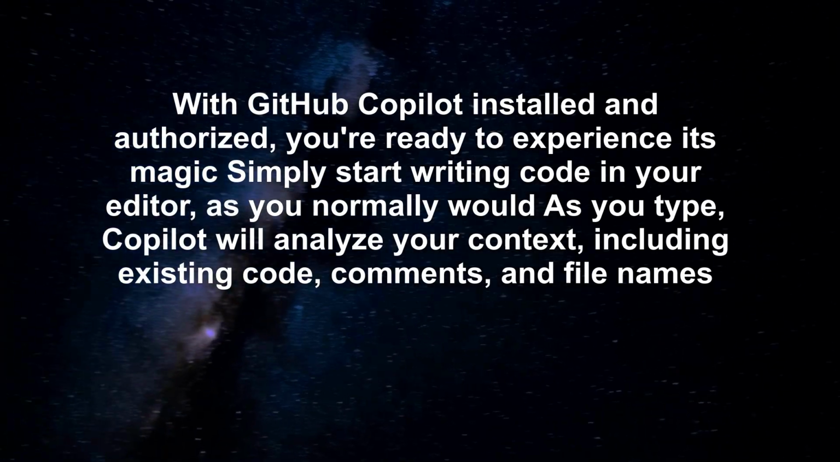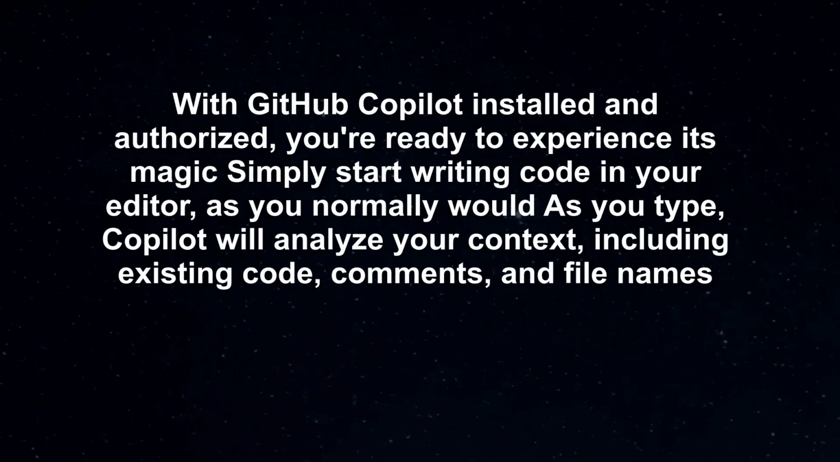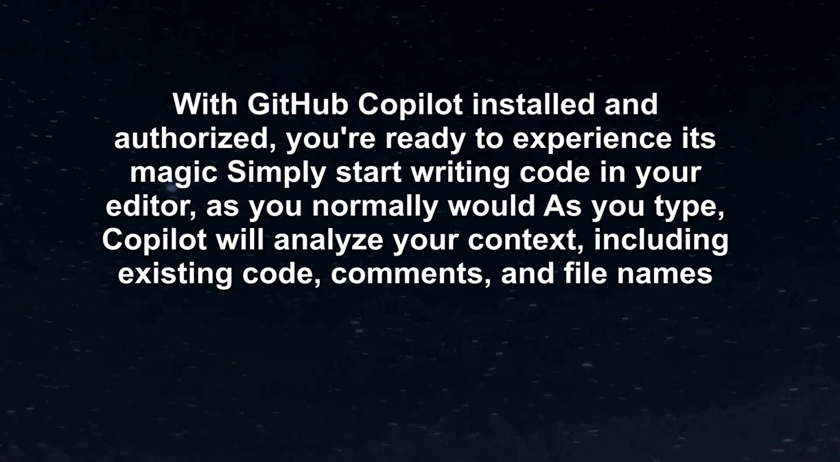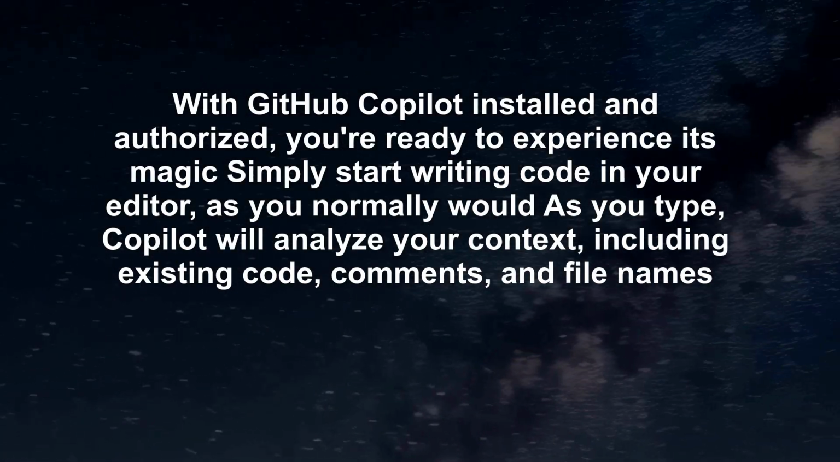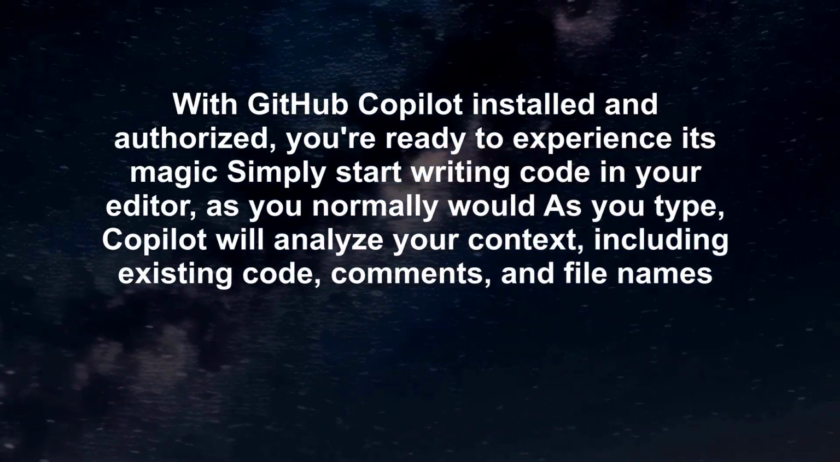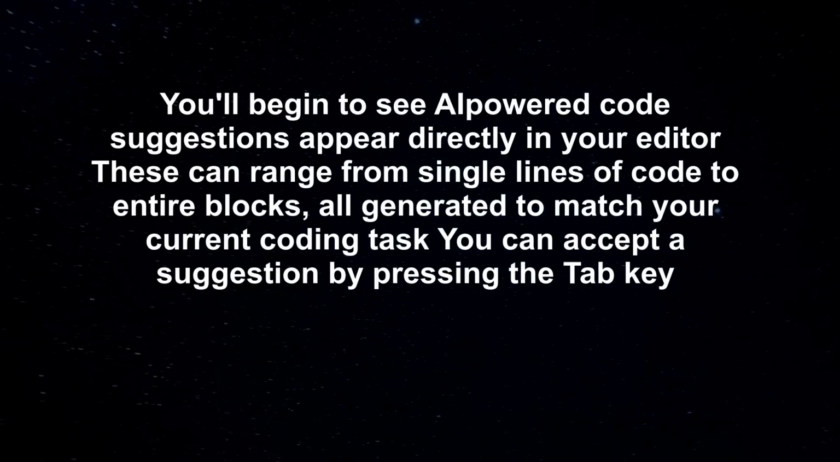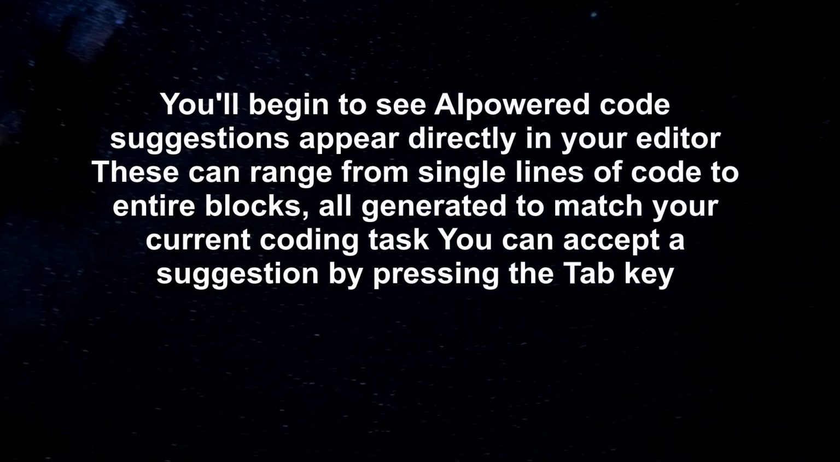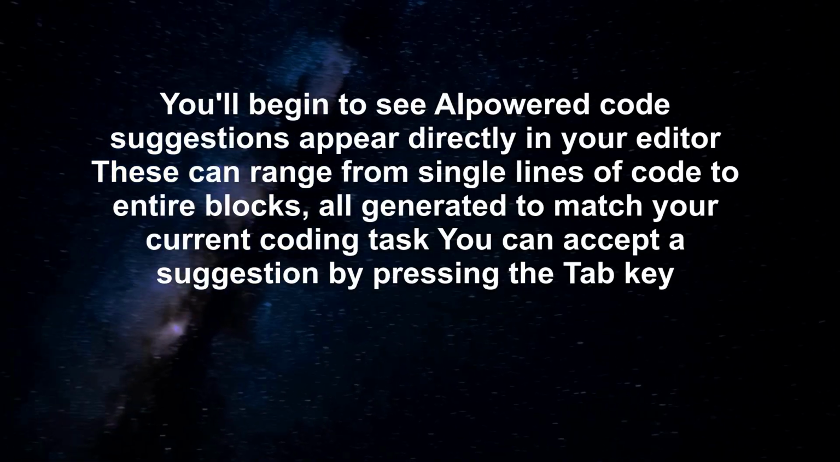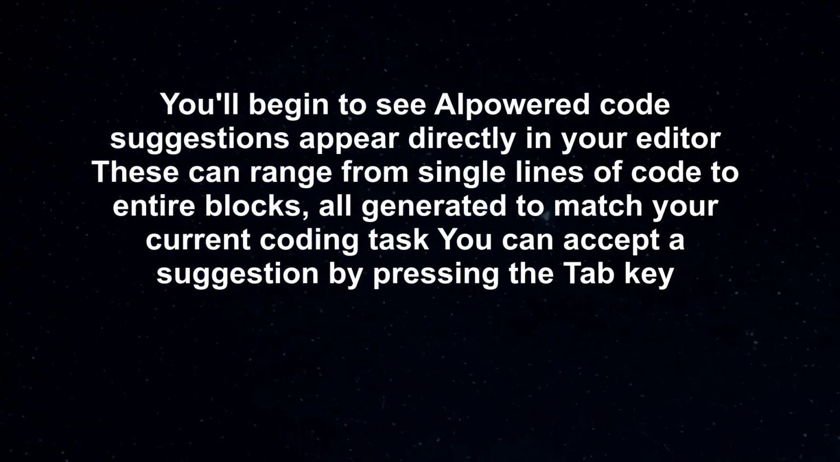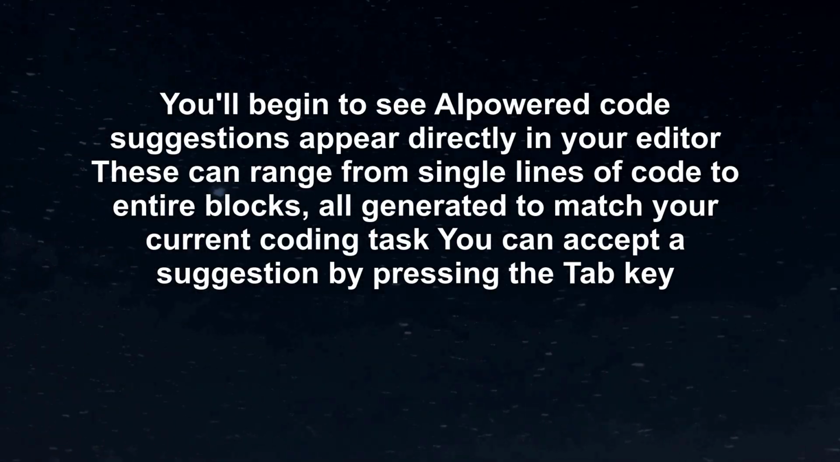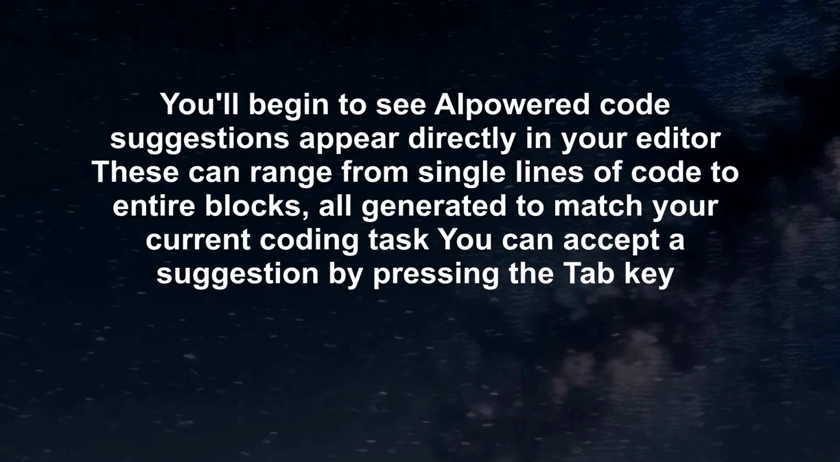Simply start writing code in your editor, as you normally would. As you type, Copilot will analyze your context, including existing code, comments, and file names. You'll begin to see AI-powered code suggestions appear directly in your editor. These can range from single lines of code to entire blocks, all generated to match your current coding task. You can accept a suggestion by pressing the Tab key.